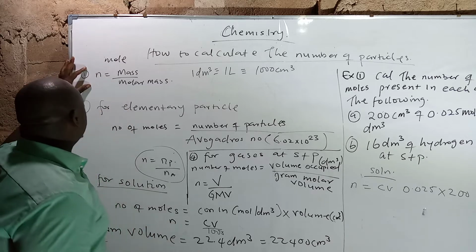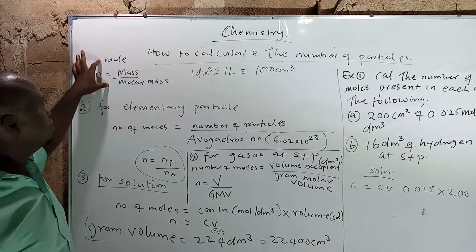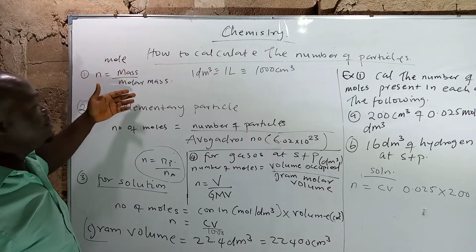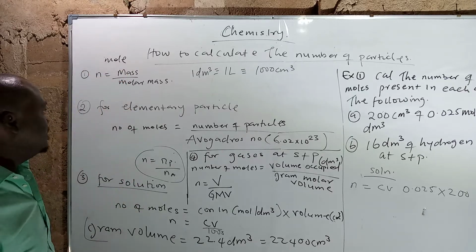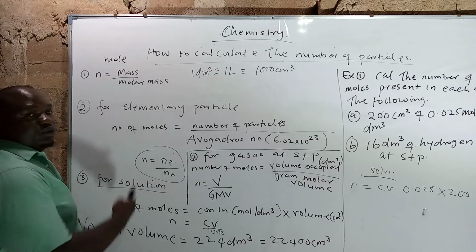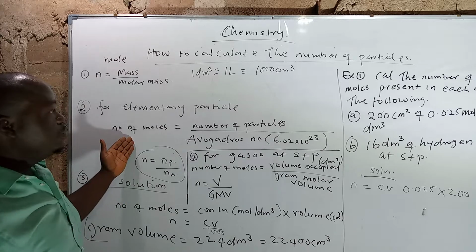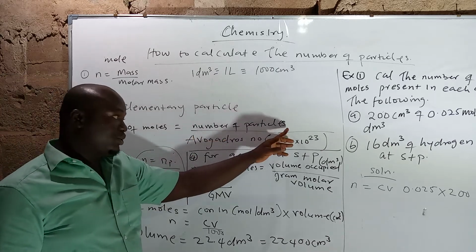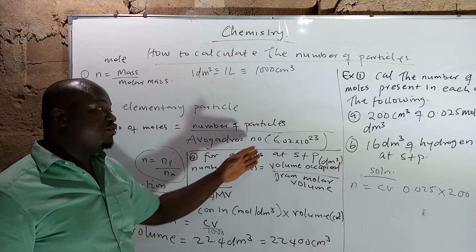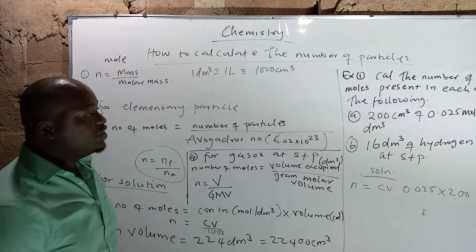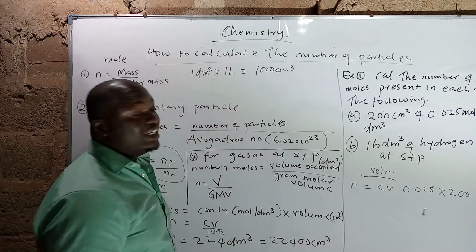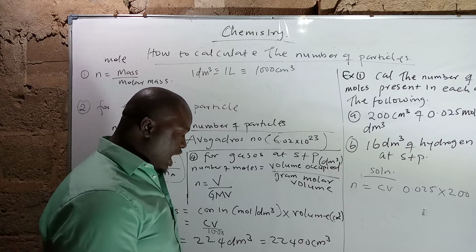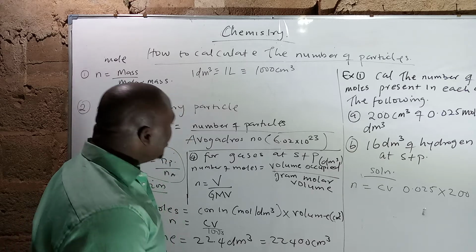Now, if I ask you to calculate ordinary mole, all you need to know is that mole is mass over molar mass. Now, for elementary particles, the number of moles is equal to the number of particles divided by the Avogadro's number. And the Avogadro's number is 6.02 times 10 to the power of 23. I want you to know this.